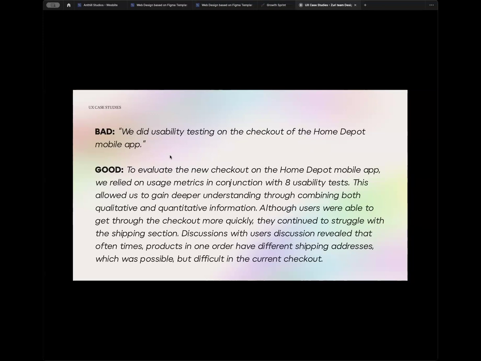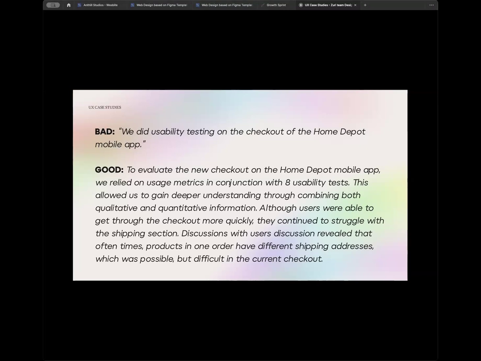Imagine someone wanting to tell you that they did usability testing on something, like what we did, that was this section that we're just talking about, right? And then they wrote, we did usability testing on the checkout of the Home Depot mobile app. And that's what they said. They just come and tell you that, oh, we did usability testing. Now, why is this weak? Why does it not work? It's weak because it only tells you what the person did. It doesn't address why the person did it. It doesn't address what happened.